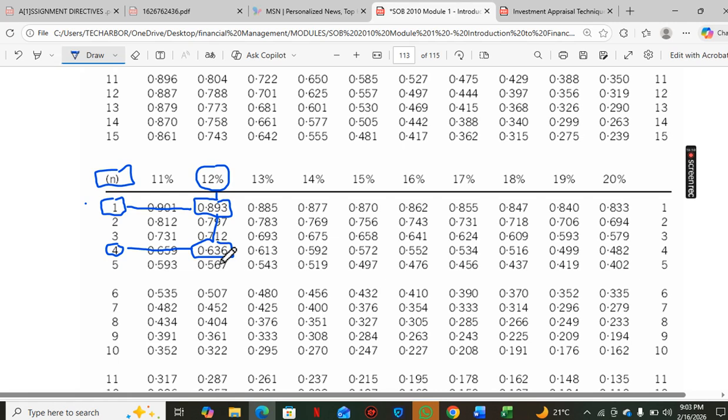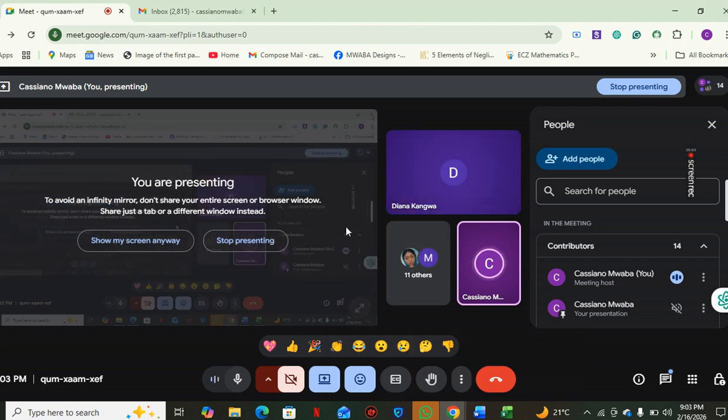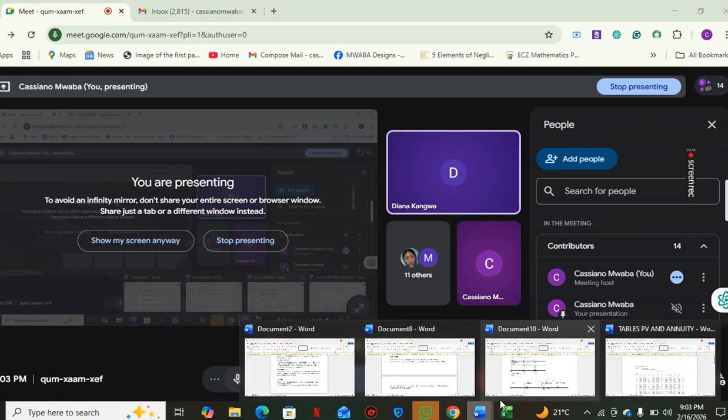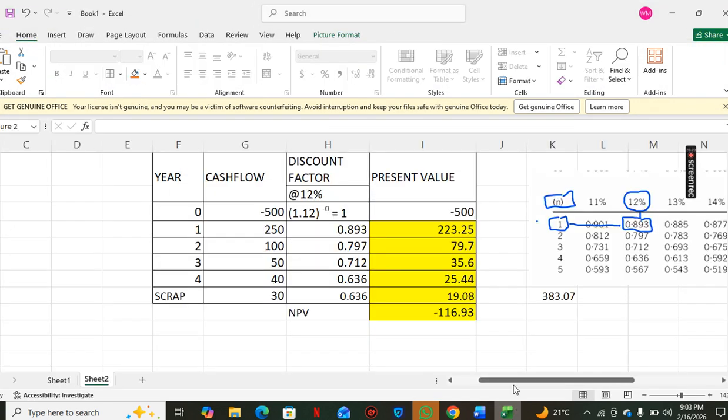Yes. Just remember, every table you're going to use in university, it's the same concept. Where two things intersect, that's the value you are getting. Any questions? So project X, we do not take it because the money it's bringing us is less than what it cost.